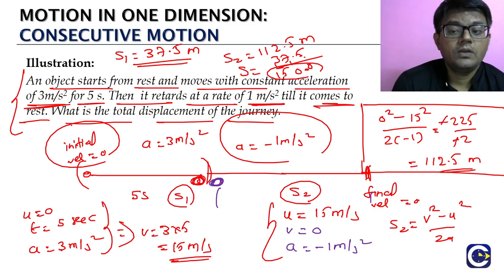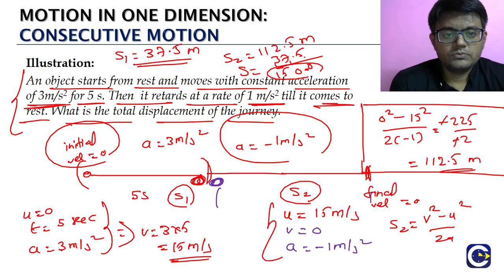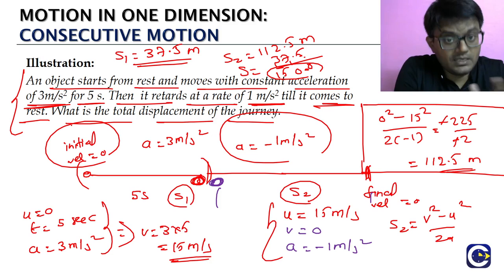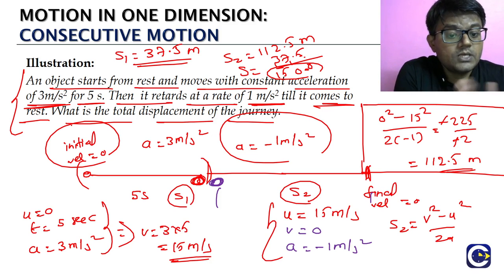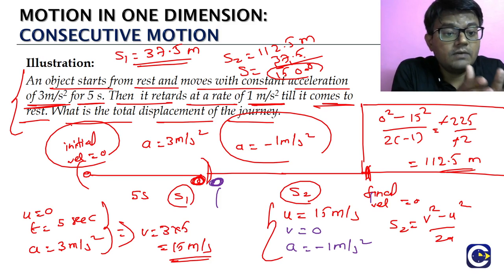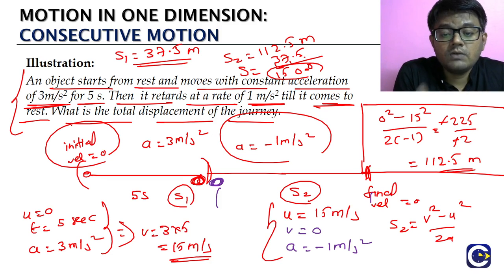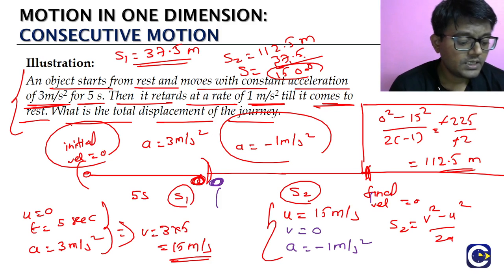Okay, so this is how we look at consecutive motion. The motion is not breaking. You have to understand, it is not like it is coming to rest and then starting a different motion. Consecutive motion means the motion is going to continue, which means the final velocity of the previous part of the journey will be equal to the initial velocity of the subsequent part. Like that, we'll have questions on consecutive motion.